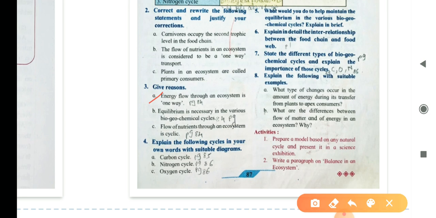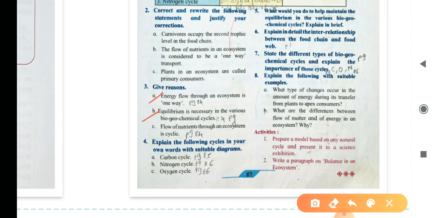Next, B. Equilibrium is necessary in the various biogeochemical cycles. The cyclical flow of nutrients within an ecosystem is called biogeochemical cycles. Nutrients necessary for the growth of organisms are continuously transferred from abiotic to biotic factors and biotic to abiotic factors within an ecosystem. Any imbalance in the cycle will break the link between the biotic and the abiotic factors. So therefore, equilibrium is necessary in the biogeochemical cycles. This answer you'll also find on page 84.